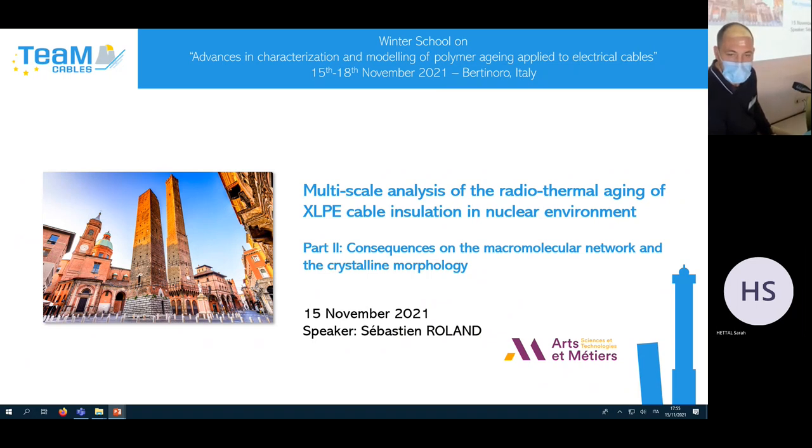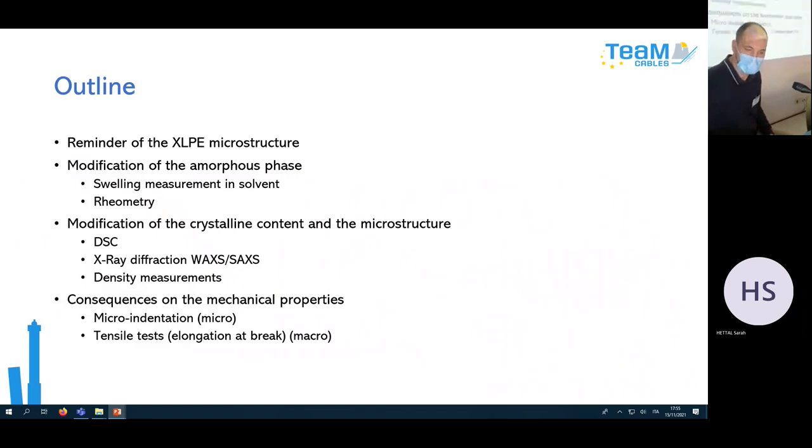So basically, as it is stated in the outline of the presentation, I will present two main things. After a reminder of the XLPE structure and microstructure, I will present the modification of the degradation in the amorphous phase of the polyethylene. And I will also focus on the modification of the crystalline content and the microstructure of this material.